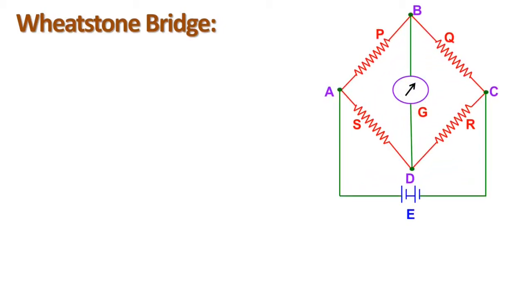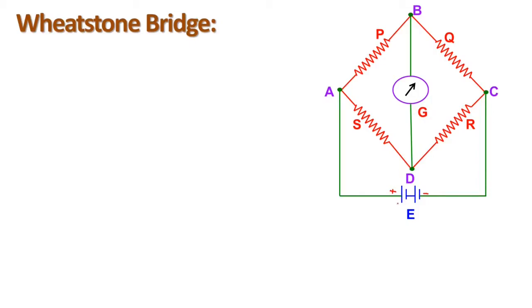Let us see about the construction of Wheatstone's network. The diagram shows four resistances: P, Q, R and S, for a quadrilateral A, B, C, D. A battery of EMF E is connected between diagonally opposite points A and C such that point A is at higher potential with respect to C. A galvanometer G is connected between the two other vertices B and D.